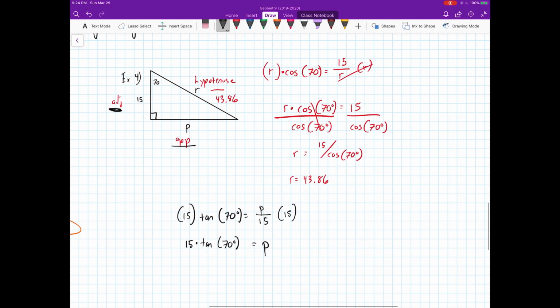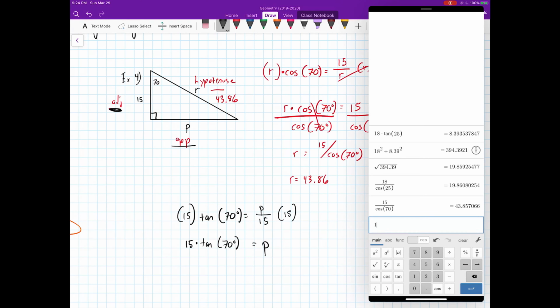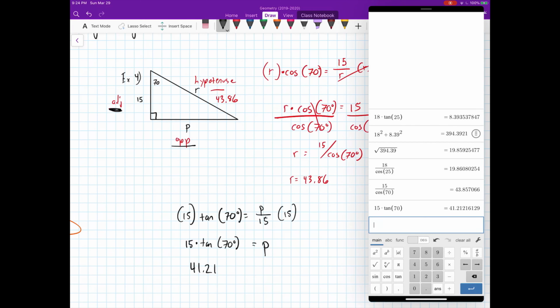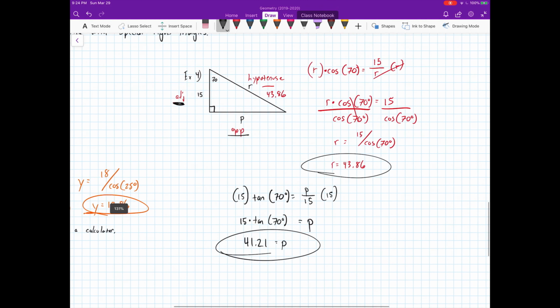And let's see if I can bring that calculator up right here. Good, so 15 times tan of 70 degrees, and apparently that's equal to 41.21. So 41.21 is equal to p. All right, so once you get it, the problems get easier to solve each time as you practice them.